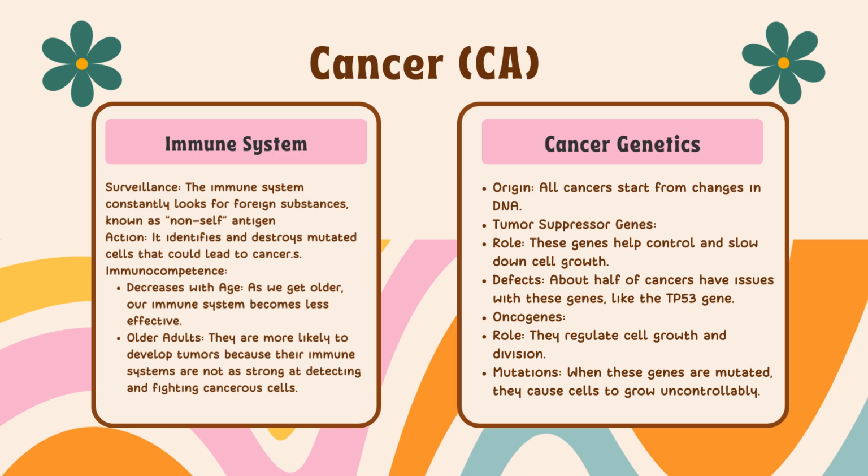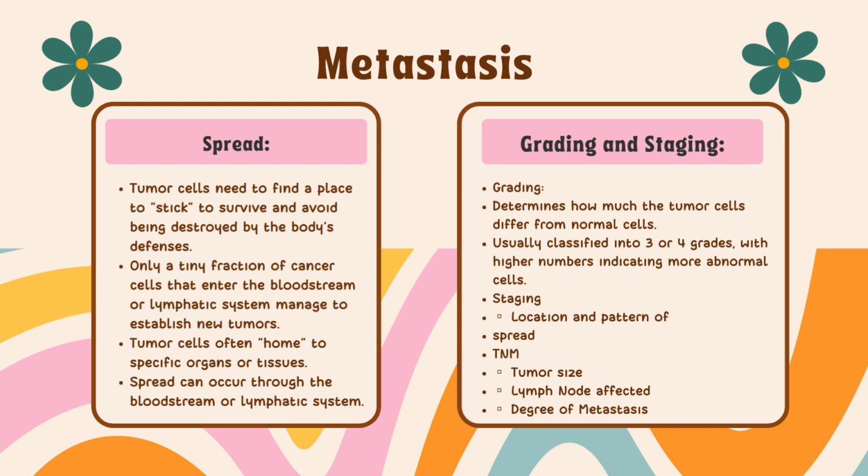All cancers start from changes in the DNA. Like these tumor suppressor genes, they're supposed to help control and slow down cell growth, but they changed up on us. So metastasis is basically how the cancer spreads. Tumor cells need to find a place to stick and survive. They often home to specific organs or tissue, but then they spread. So grading is how we determine how much the tumor cells differ from normal cells, and staging is trying to figure out the location and pattern of the spread.